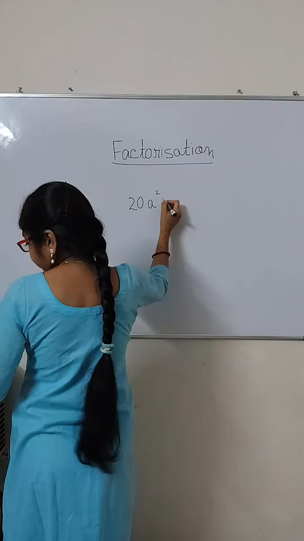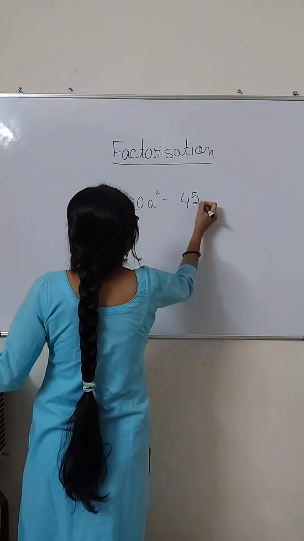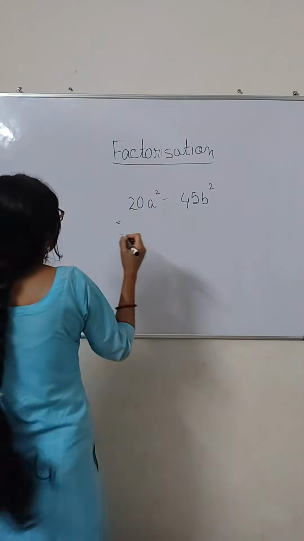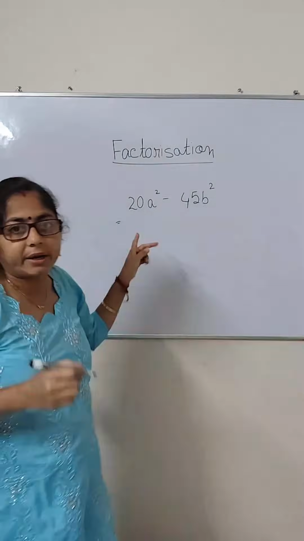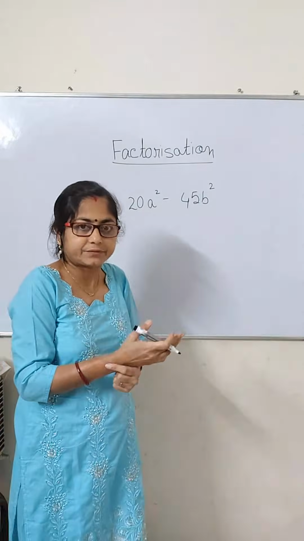20a square minus 45b square. First, check it. First, you take a common. If there is any common, you take it first.